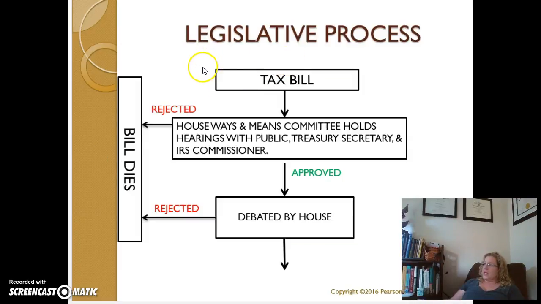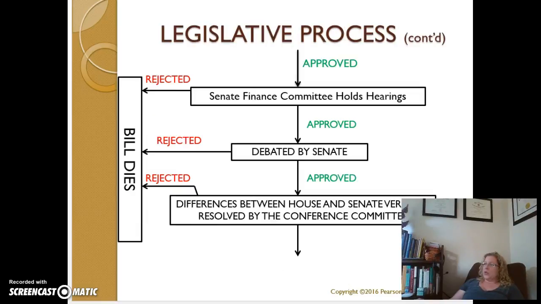Legislative process: a tax bill is introduced. It goes to the House Ways and Means Committee. They hold hearings with the public, the Treasury Secretary, and the IRS Commissioner. If it's rejected, the bill dies. If it's approved, it gets debated by the House. If it's rejected in the House, then the bill dies. But if it's approved, then it's pushed forward and it goes to the Senate Finance Committee. They hold hearings. If it's approved, then it's debated by the Senate.